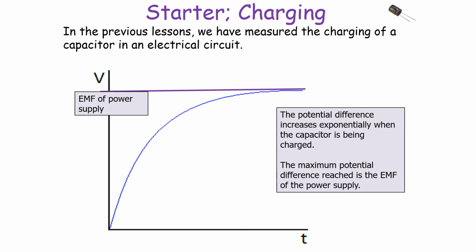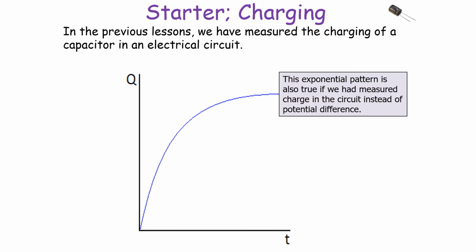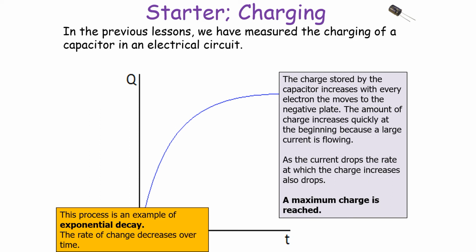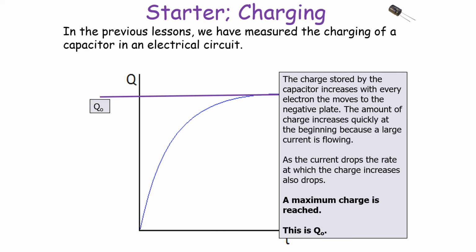Now it's important to know the maximum potential difference reached is the EMF of the power supply, which is V0, and it's the same idea for Q, because Q is directly proportional to potential difference. You reach a maximum charge, but it's also an idea of exponential decay, and we call the maximum charge reached in the charging process Q0.